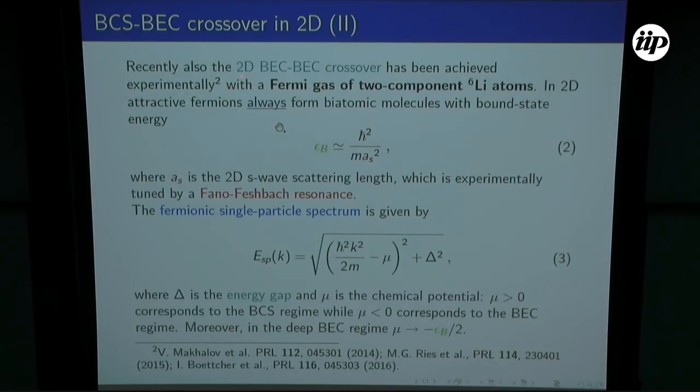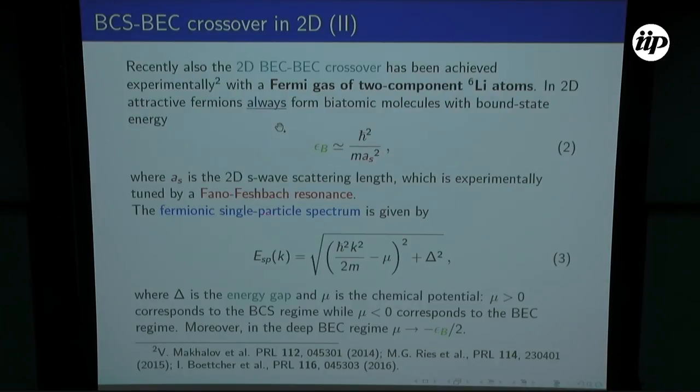Recently, 3 years ago, also the two-dimensional BCS-BEC crossover has been achieved experimentally with lithium atoms in quasi-2D by several groups, whose papers are shown here. And what is important to say, first of all, is that in 2D, when you have attraction, you always form a bound state, and this is the binding energy, which is related to the scattering length a_s by this simple formula, proportional to the inverse of the square of the scattering length.